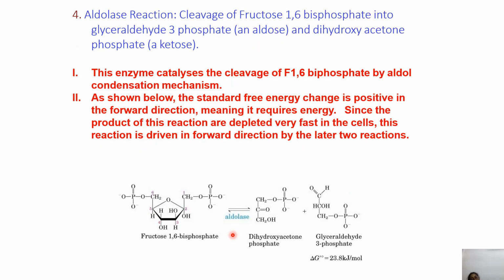Then we have the aldolase reaction, the cleavage of fructose 1,6 bisphosphate into glyceraldehyde 3-phosphate, an aldose, and dihydroxyacetone phosphate, a ketose. This enzyme catalyzes the cleavage of fructose 1,6 bisphosphate by aldol condensation mechanism. As shown here, the standard free energy change is positive in the forward reaction, so the reaction requires energy. Since the products of this reaction are depleted very fast in the cells, this reaction is driven in the forward direction by the later two reactions.